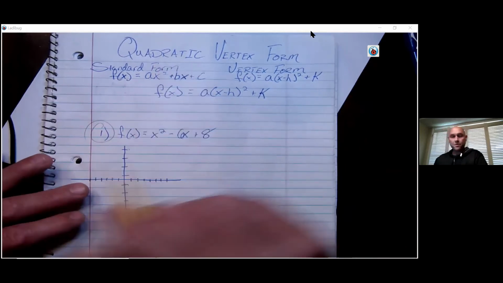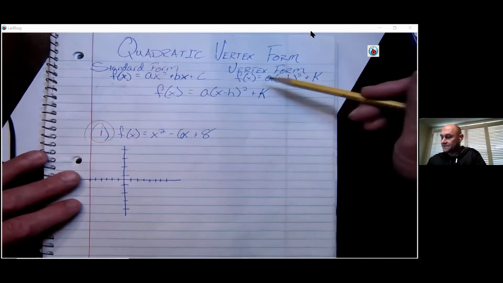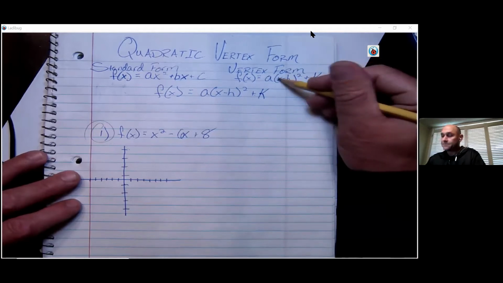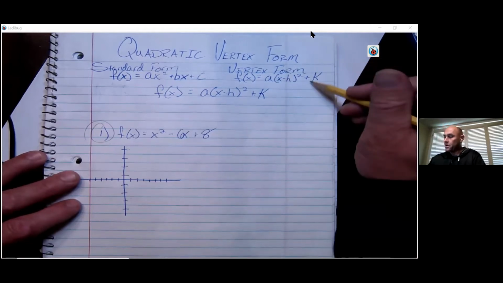So anyways, we always remember standard form: f of x equals ax squared plus bx plus c. Well, vertex form is in the form f of x equals a times x minus h squared plus k.